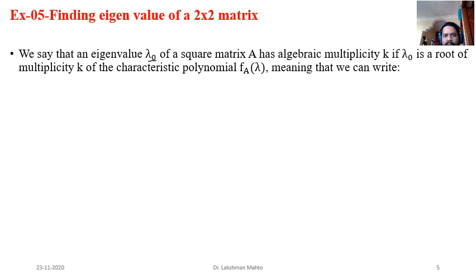So one further definition: if lambda naught is an eigenvalue of a square matrix, here I'm defining a new term with respect to the eigenvalue, which we call the algebraic multiplicity of an eigenvalue. Suppose we have a square matrix A, and lambda naught is one of the eigenvalues of that. So here, algebraic multiplicity.